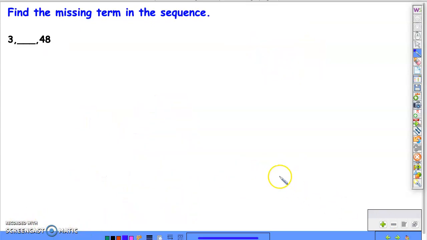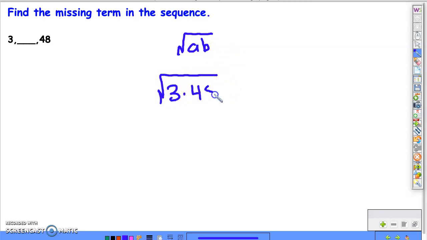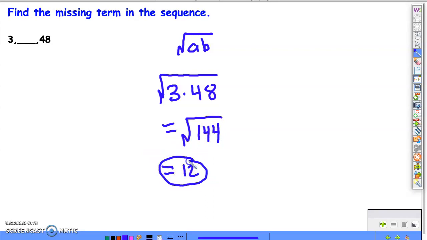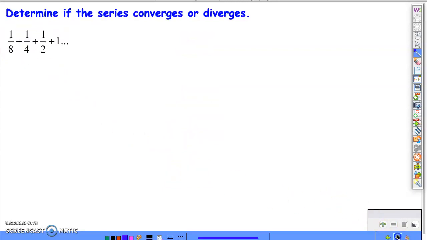All right, so next, find the missing term. Should say geometric sequence. So to find this missing term, we can just use the geometric mean formula. So it's the square root of AB, which would be the geometric mean. So the square root of 3 times 48. Well, 3 times 48, if I do some mental math here, would be 144. So we would get an answer of 12. Which we check, 3 times 4 is 12, 12 times 4 is 48, so that works.